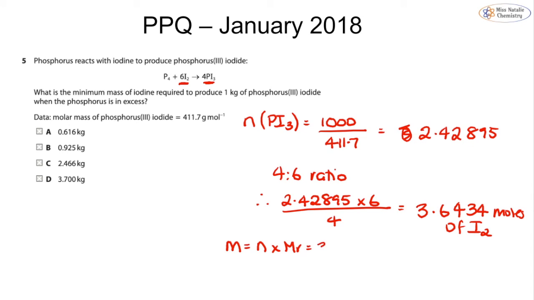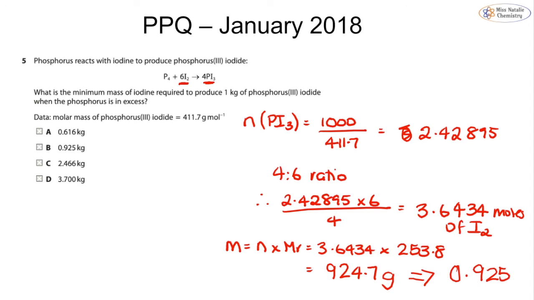Then I can work out my mass as my number of moles times my molar mass. So I have 3.6434 times the molar mass of I2, which you can get from your data book, is 253.8, which gives me an answer of 924.7, but remember that is in grams. So if I want to convert it into kilograms, it's 0.925 kilograms, giving me the answer of B.